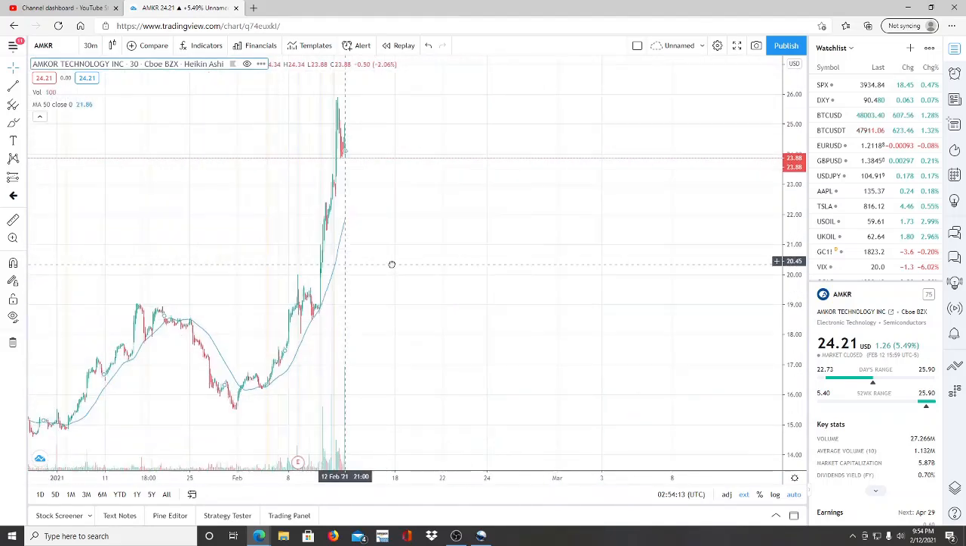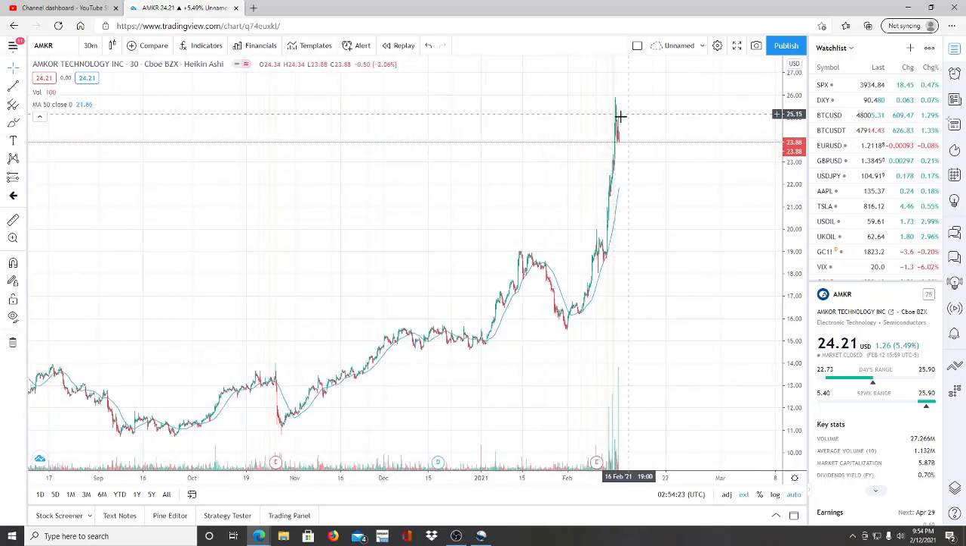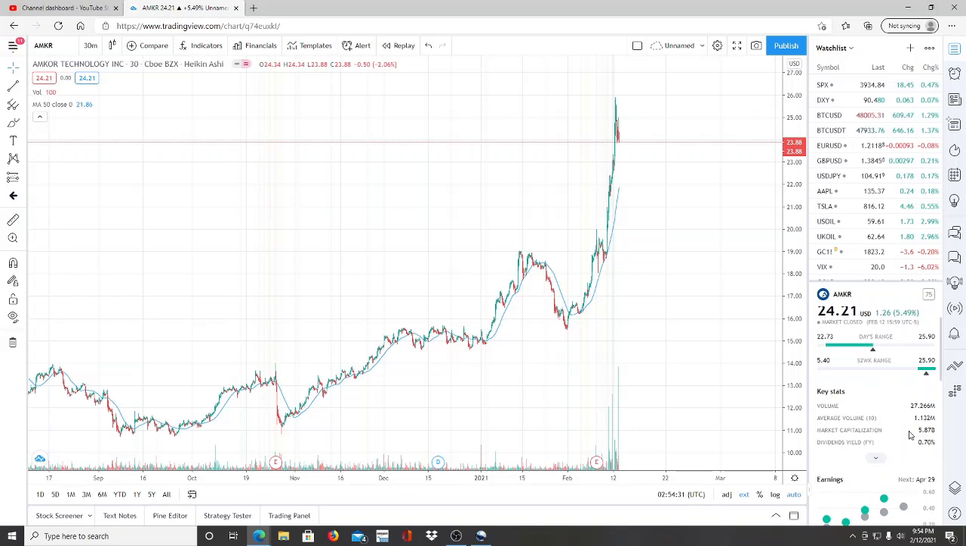Now it's pulling back pretty steeply, right, in the last trading day, and we just had a wild run from $18 to $25. So things definitely need to cool off or consolidate before showing any signs of opportunity. Now, what I do want every single investor to be aware of is the market cap.